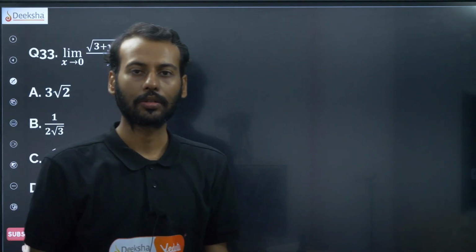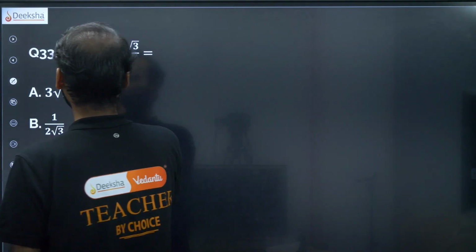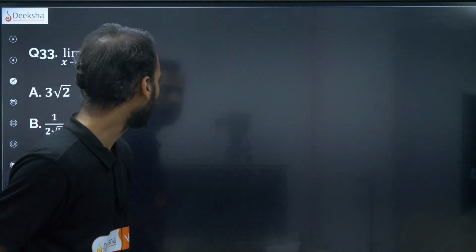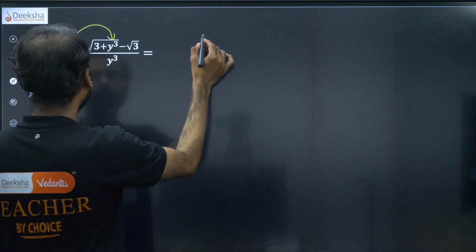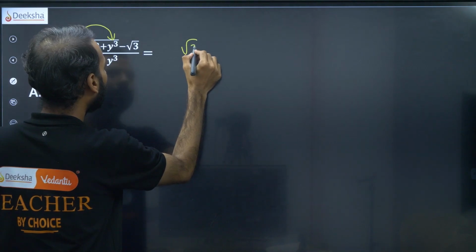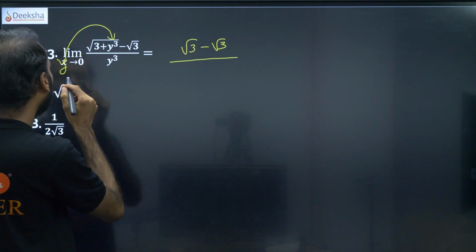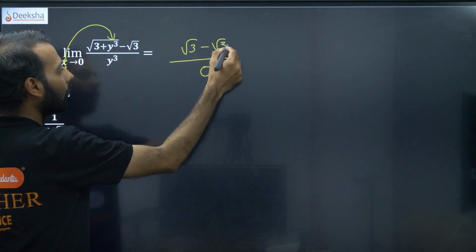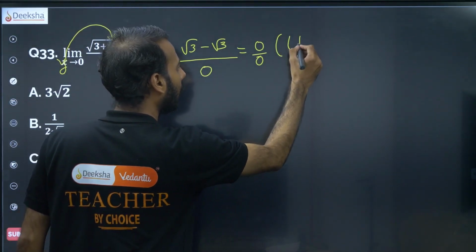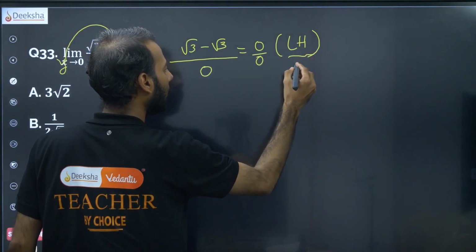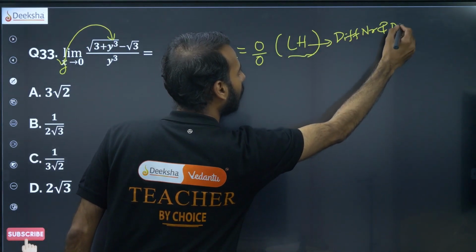Next question. If you see, limit x tends to 0, I think this should not be x, it should be y. If I place y here, then what am I going to get? Root 3 minus root 3 divided by y cube. So in place of y, if I write 0, root 3 minus root 3 is 0. Whenever it is 0 by 0, we are already aware of the L'Hopital rule. What is the L'Hopital rule? Differentiate the numerator and denominator.